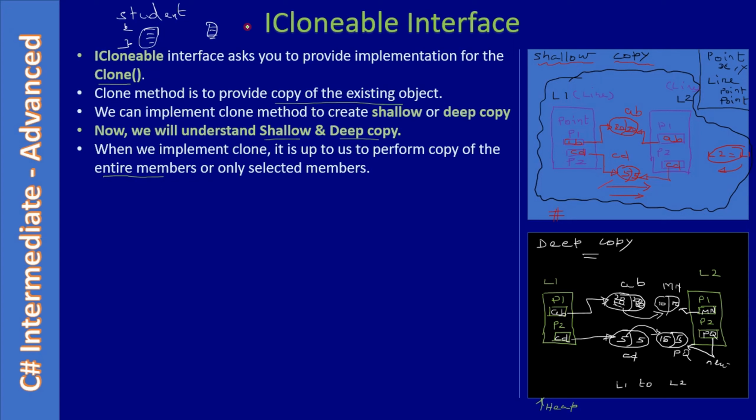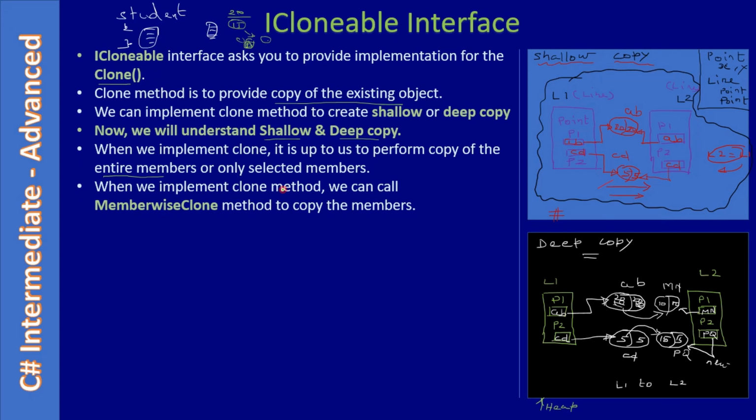So for example, if there are 20 members in a class, they may pick only 15 and perform the copy, and they still say that the copied one is a clone of the previous one. But the remaining 5 members may be different in both, and it's up to the developer how they decide one instance is a copy of the other instance. But the general advice is to copy all the members to the destination.